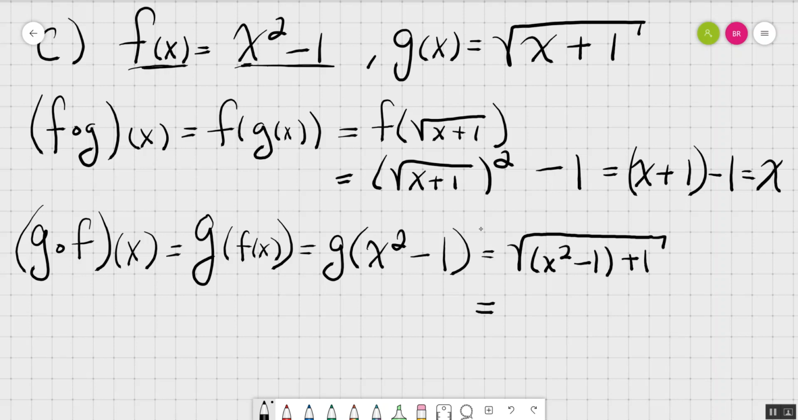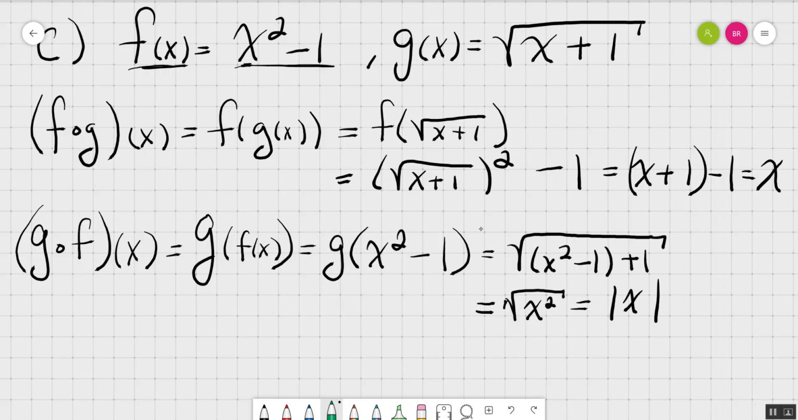So I'm hoping you notice some things happening here. I've got minus 1 and plus 1, that'll add to make nothing. So I end up with the square root of x squared. Okay, and hopefully you remember, when it comes to even roots, if I root a square, I actually get the absolute value of x. If you forgot about that, hopefully this is a nice reminder of that.